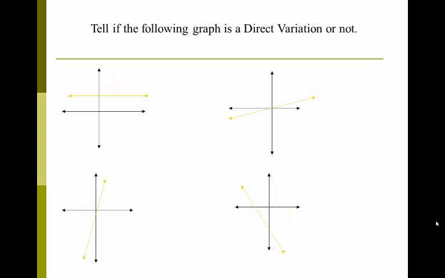What about these 4 graphs? Again, recall that in order for it to be a direct variation, it has to go through the origin. So that first graph would not be, second graph would be, third graph would be, and the fourth graph would not be.